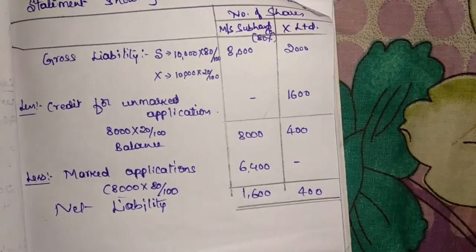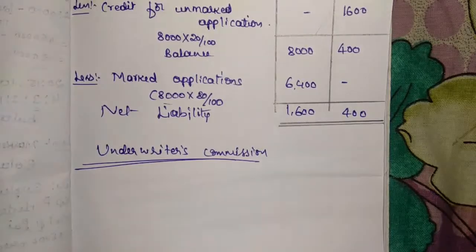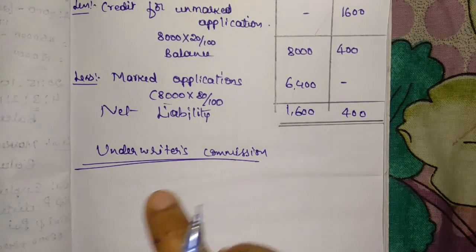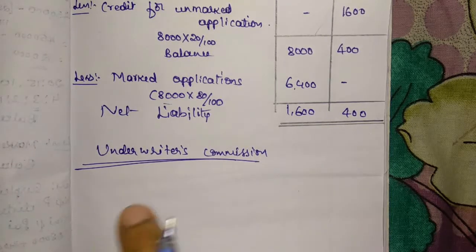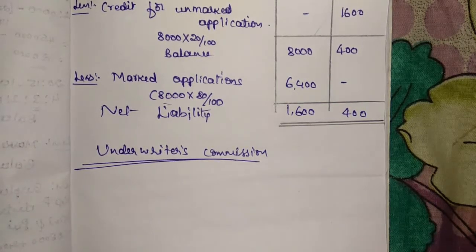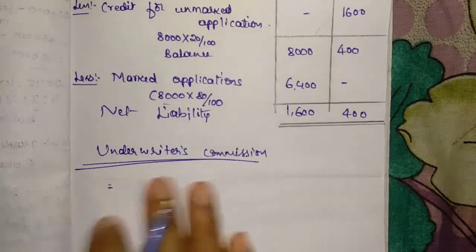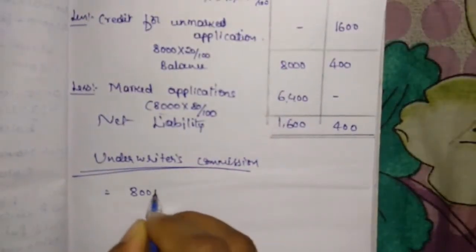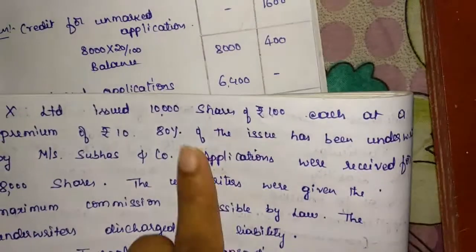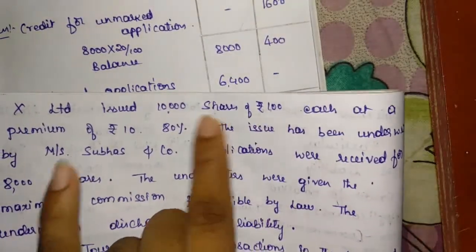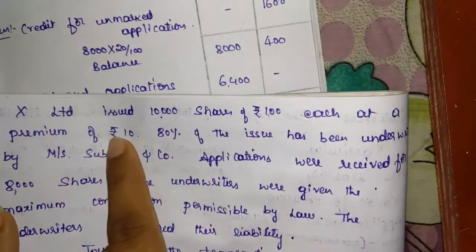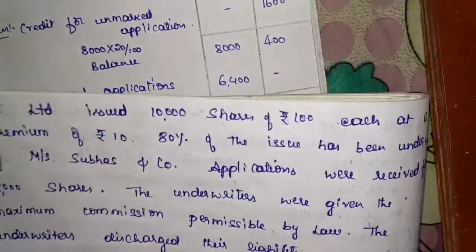Now let's calculate underwriting commission. What is the formula to calculate underwriter's commission? That is total number of shares underwritten into issue price into rate of commission. So here, what is the total number of shares underwritten? 8,000 shares. What is the issue price? Issue price is 100 face value, and it is issued at rupees 10 premium. So 100 plus 10 rupees premium, issue price is 110.